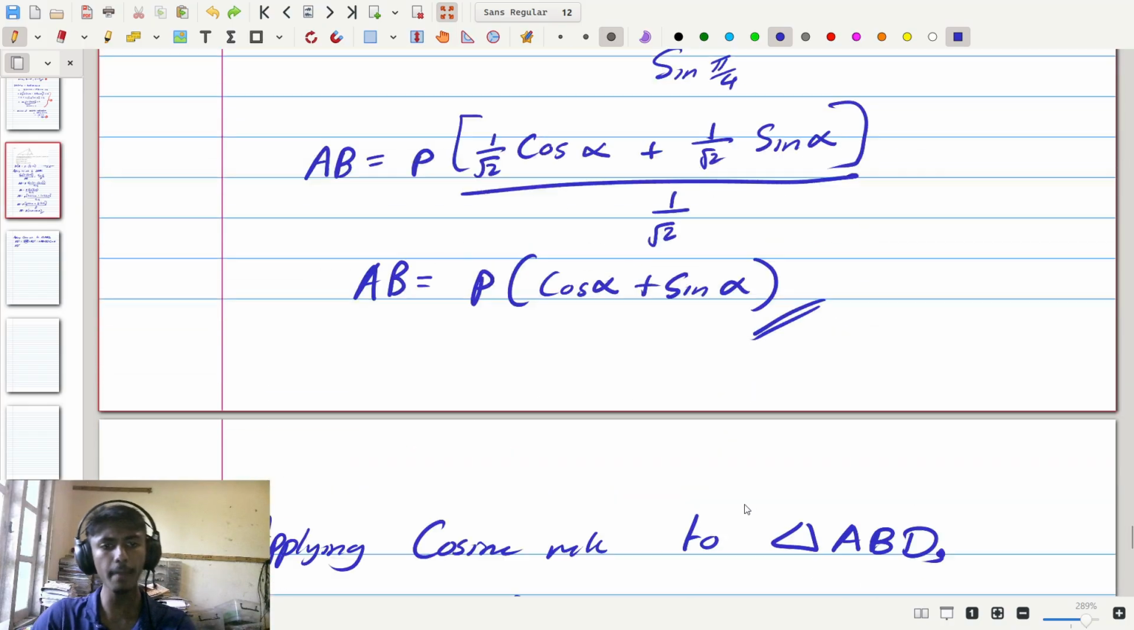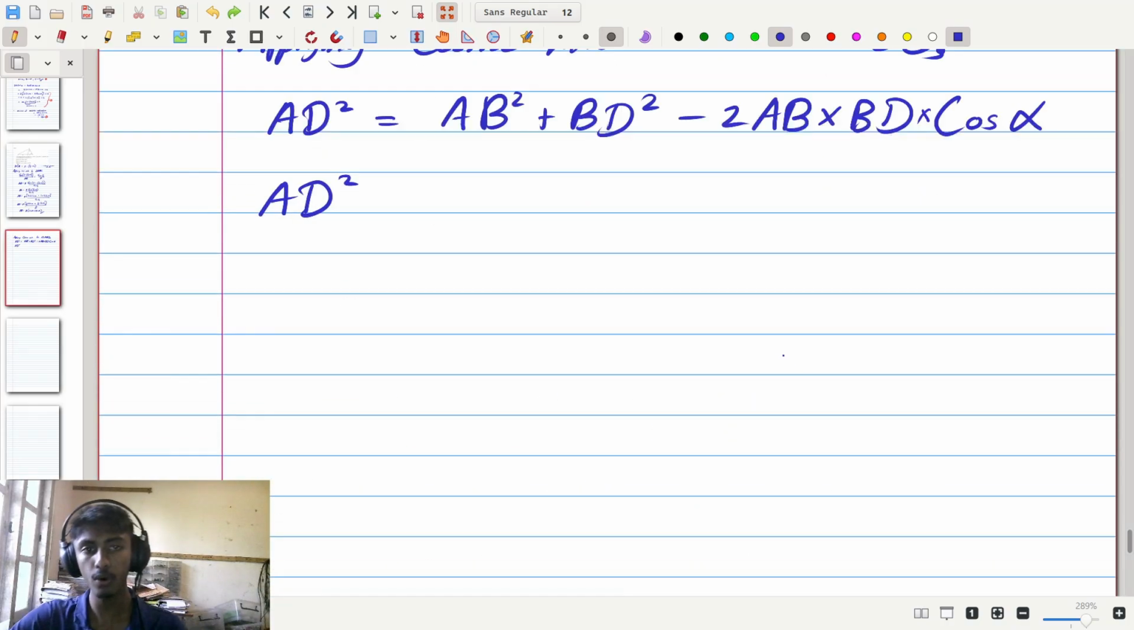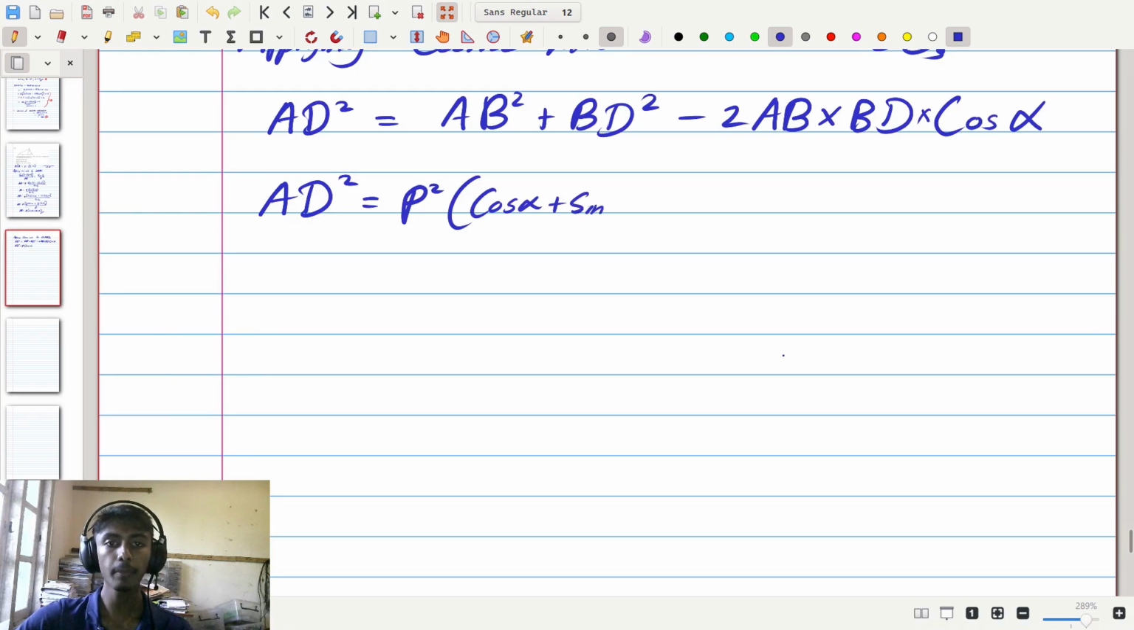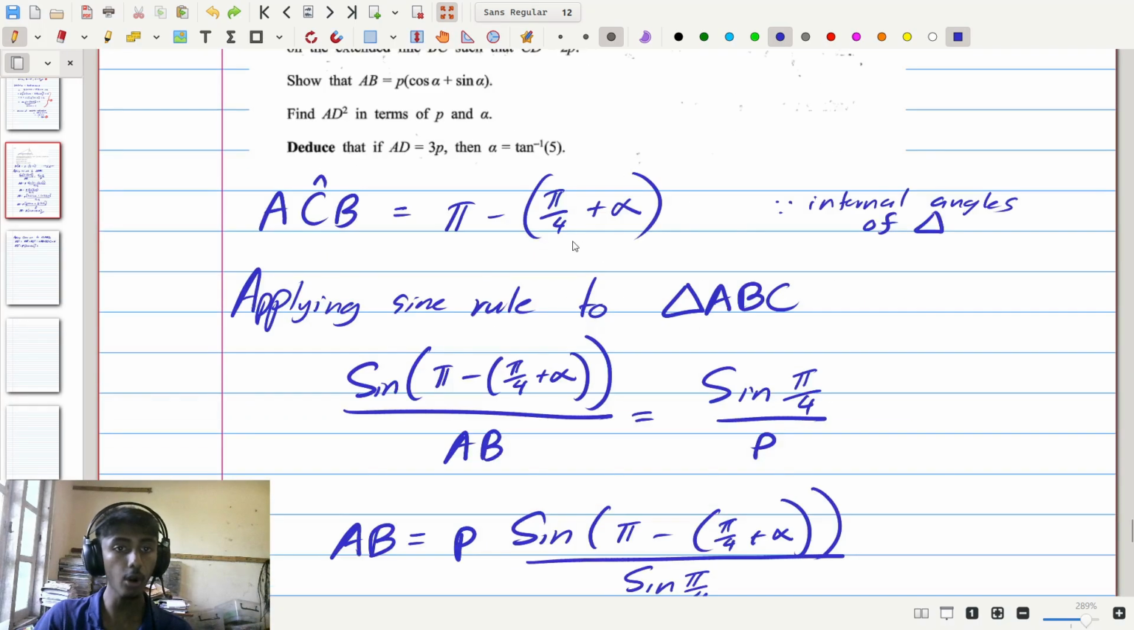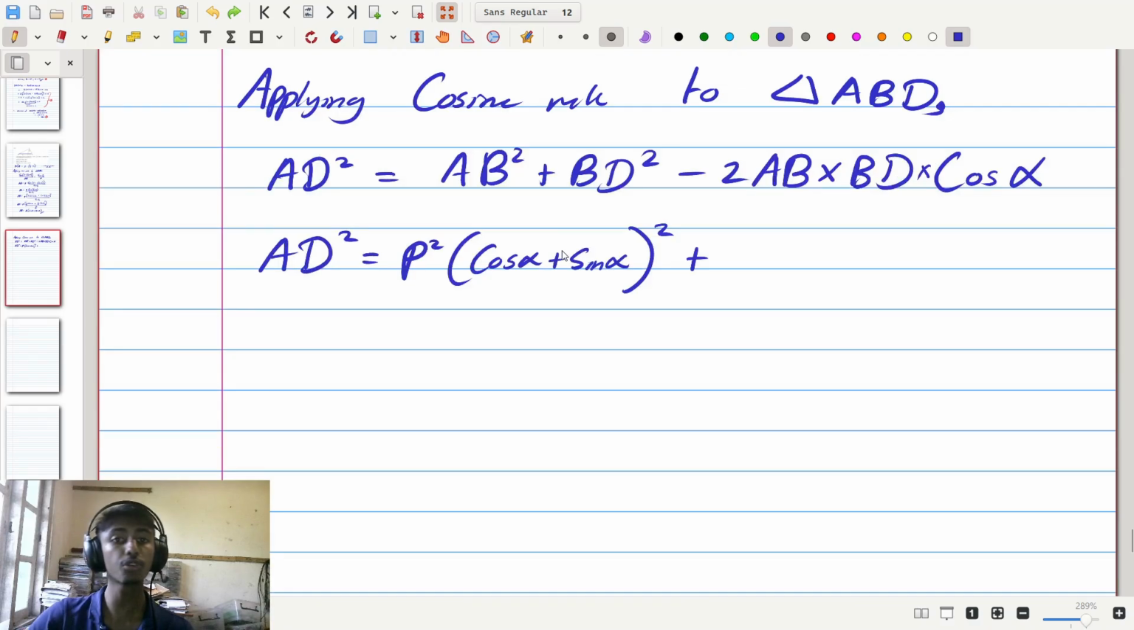Now considering AB is P times cosine of alpha plus sine of alpha, therefore AB squared would be equal to P squared times cosine of alpha plus sine of alpha whole thing squared. And then we have BD squared. Now BD is equal to 3p because this is equal to 2p, this is equal to p. The total length here is equal to 2p plus p, which is 3p. According to that, BD squared is going to be equal to 3p squared, which is going to be equal to 9 times p squared.